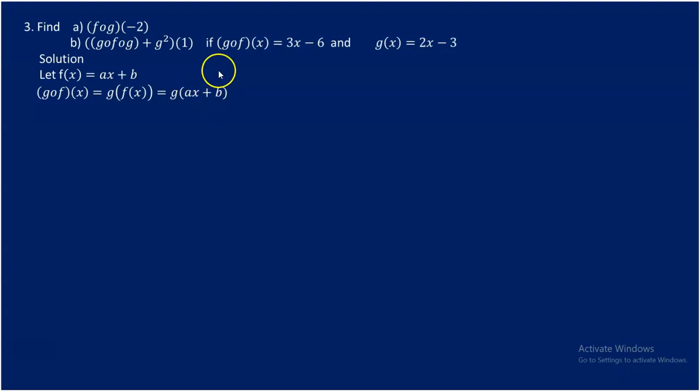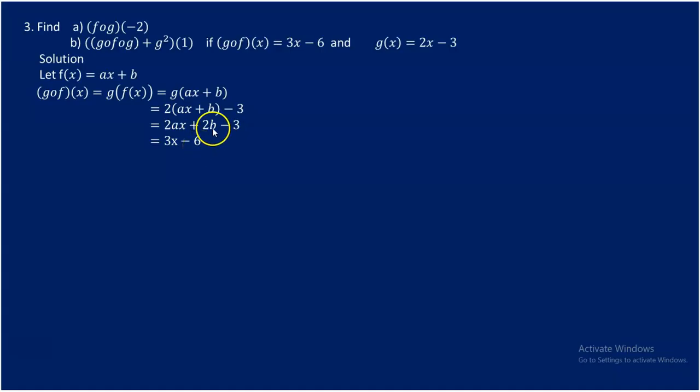Now our input is ax plus b in g. So g is going to do 2 times the input ax plus b, minus 3. Then let's further simplify this. This is going to be 2ax plus 2b minus 3. So we got g of f of x to be this. But at the beginning we have been given that g of f of x, or g∘f of x, is 3x minus 6. So we need to equate this expression with 3x minus 6.